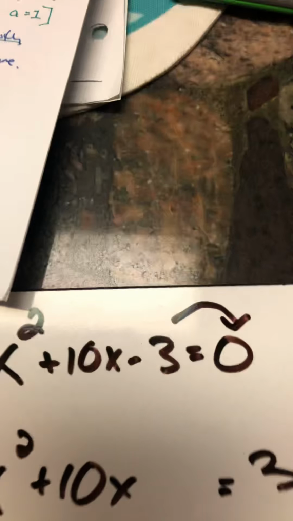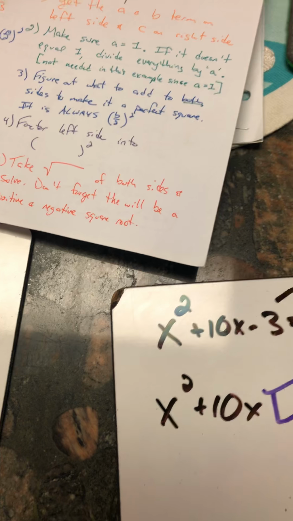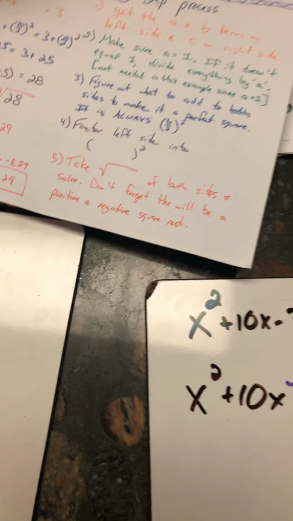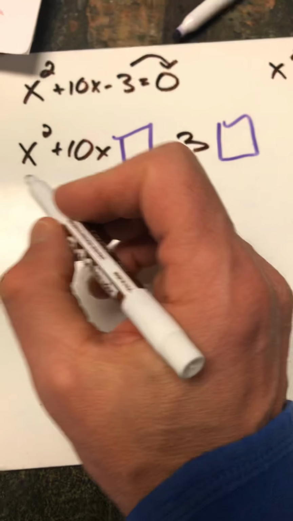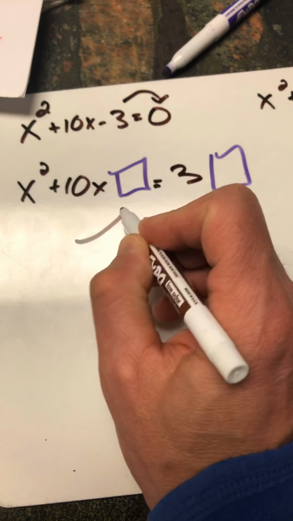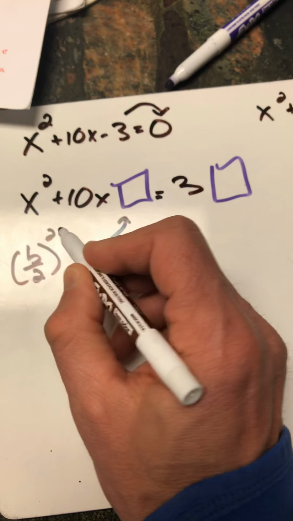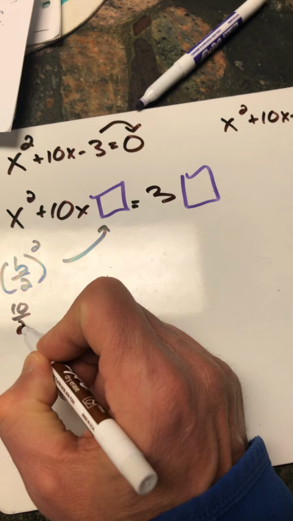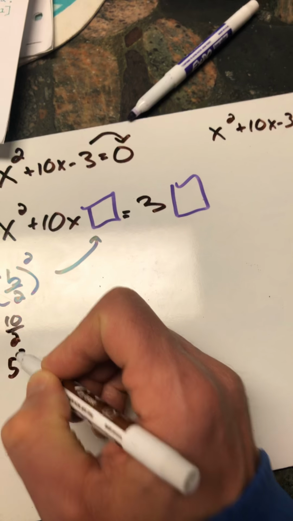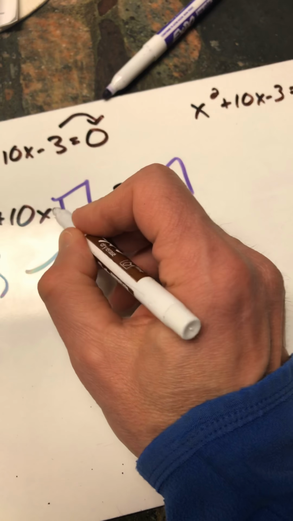is find a value here that I'm going to put on both sides that completes this square. So what am I going to add to both sides? And that value every single time ends up being b divided by 2 squared. So take b, which is 10, divide that by 2, I get 5, and square 5, I'll get 25. So I would add 25 to both sides.